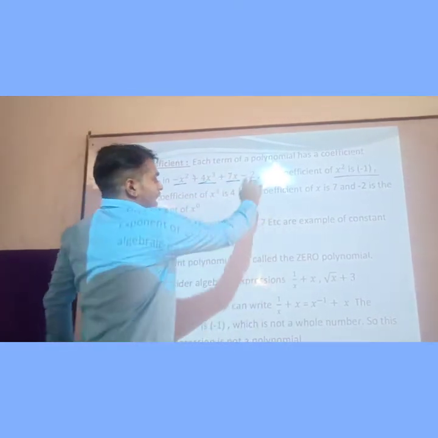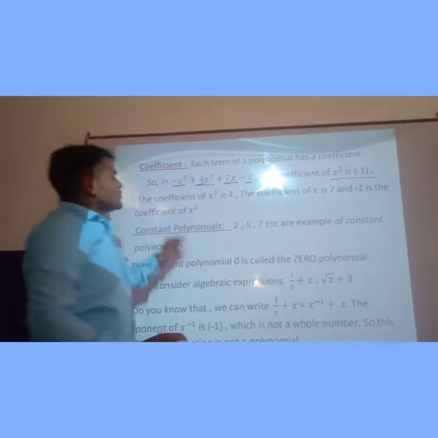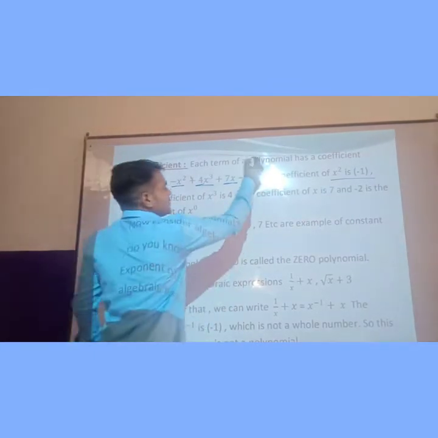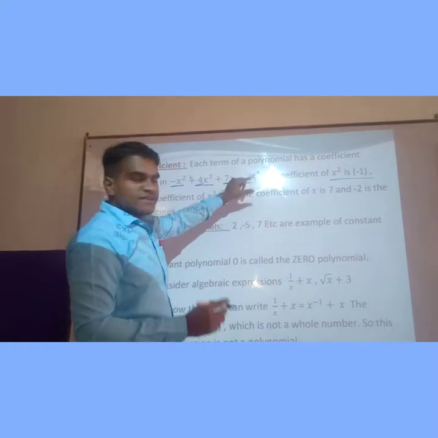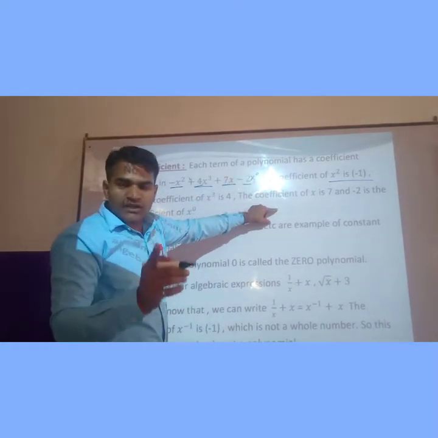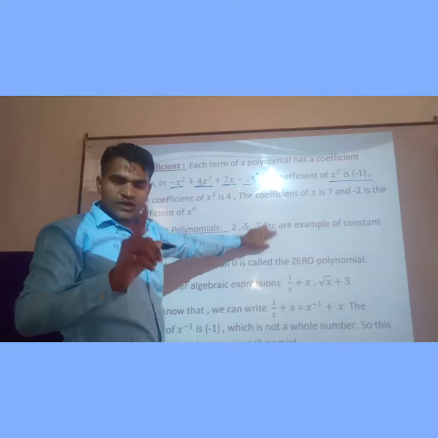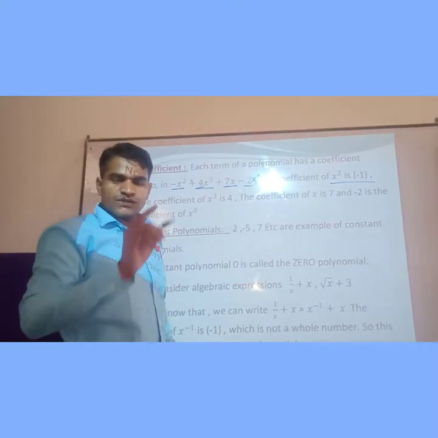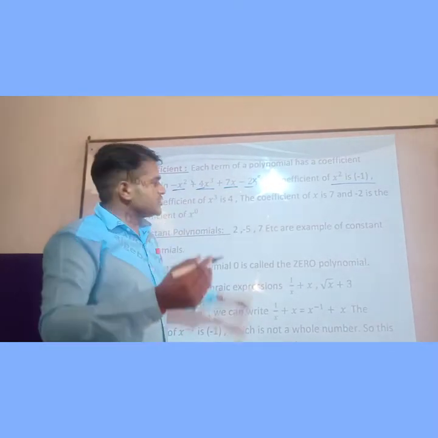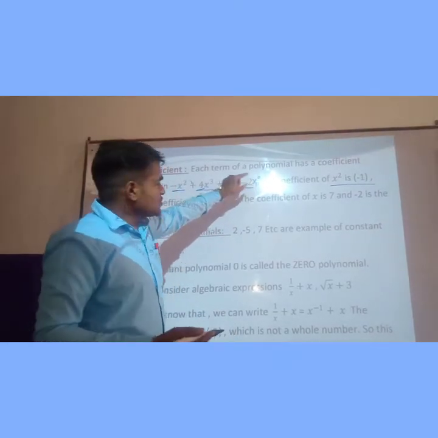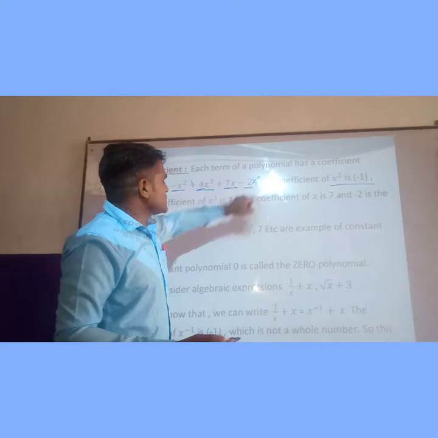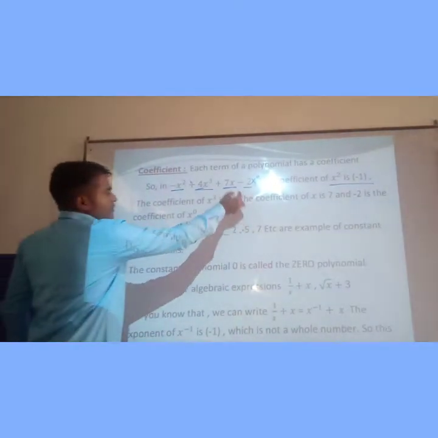And minus 2 is the coefficient of x^0, because we can write minus 2 as -2 x^0. As we know, x^0 is 1. In the first lesson I will teach exponents and powers. So if the power is 0, its value is 1. So minus 2 times x^0. What is the coefficient of x^0? That is minus 2.